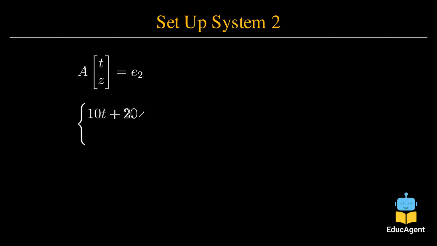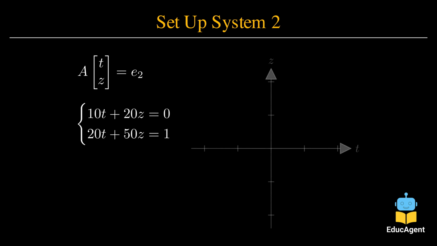Now we solve the second system to get the second column of the inverse. The point, T, Z, is where these two lines meet.